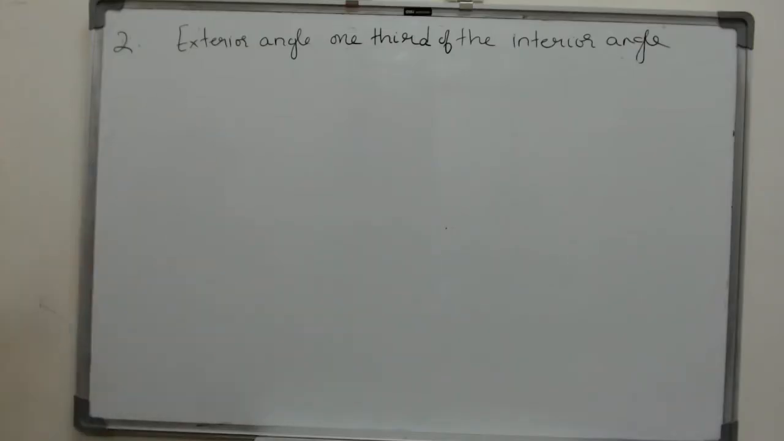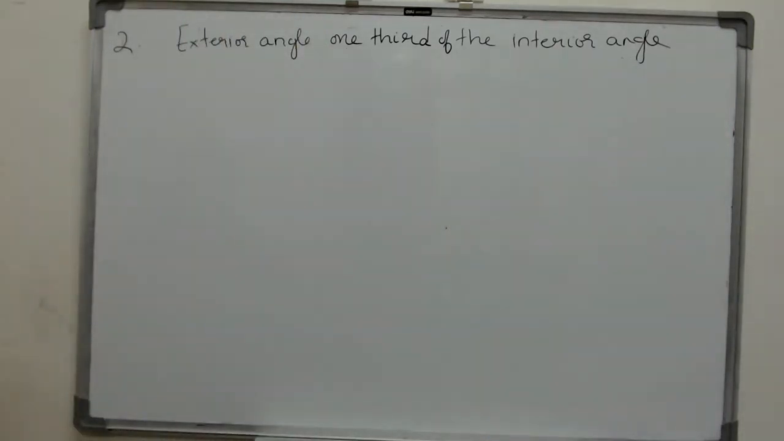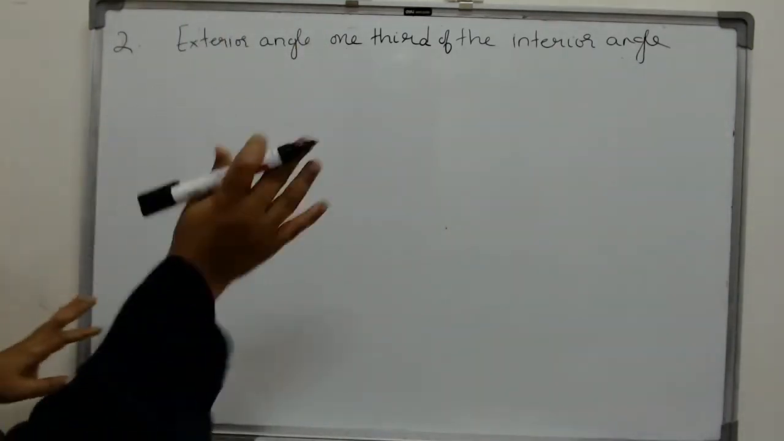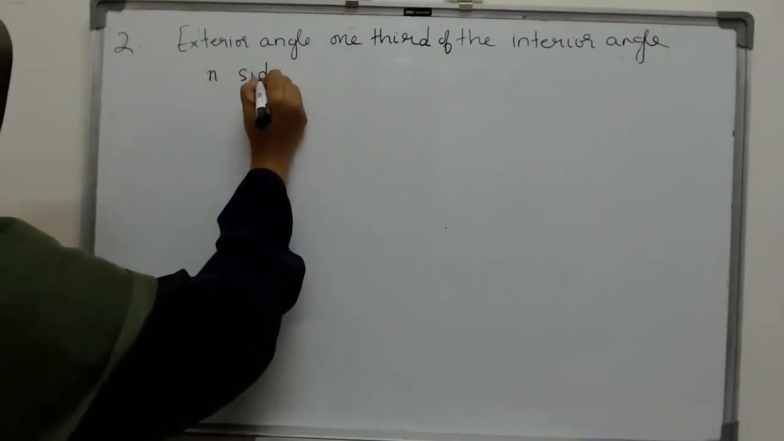Let's go on to the second question. Again we have a regular polygon here, and this time what is the information given? The exterior angle is only 1/3 of the interior angle. So as usual we start with the number of sides. Let the polygon have n sides.